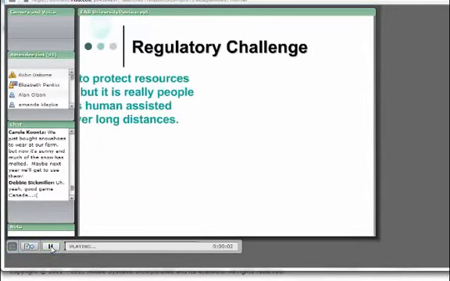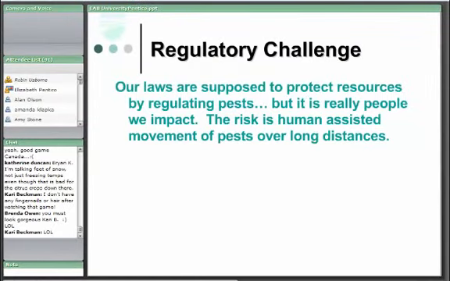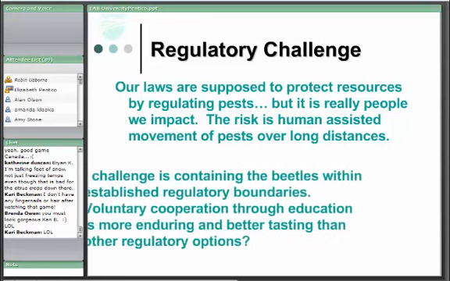So the challenge that faces us as federal regulators is that our laws are there to protect the resources of the nation by regulating the pests, but in the end it's really people that we impact. The risk that is greatest in this is that human beings are moving an article that contains the pest over long distances and allowing it to establish somewhere else. So here we are regulating a pest, but our interaction is mainly with people.